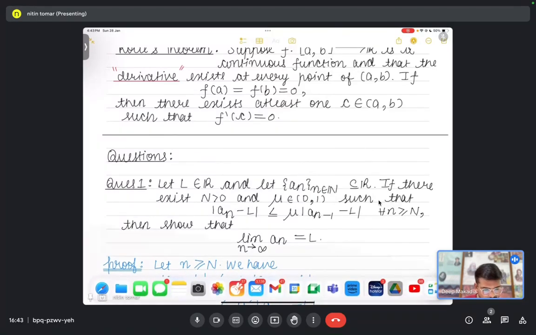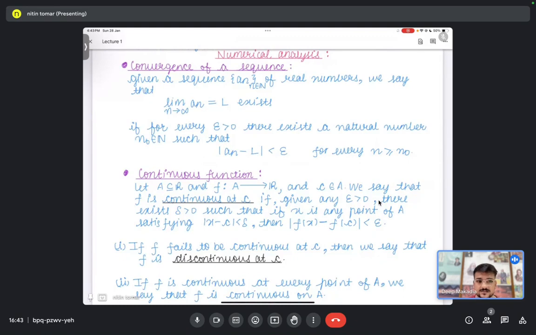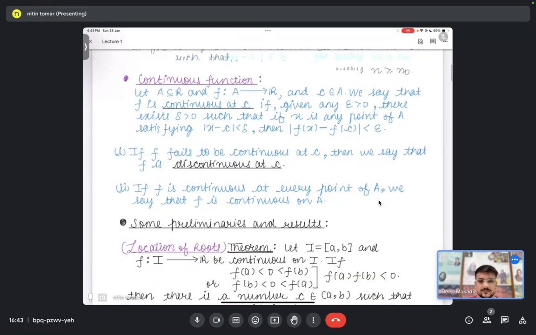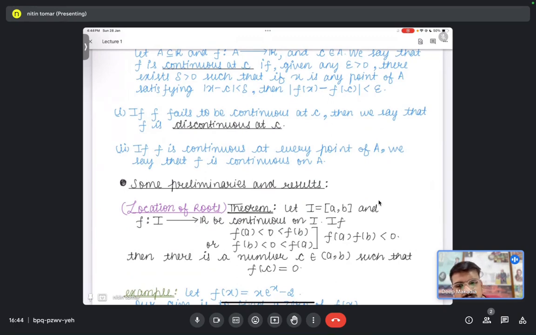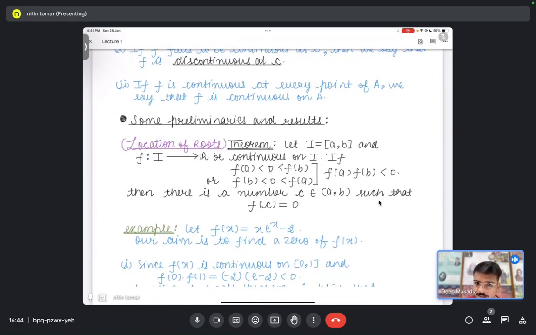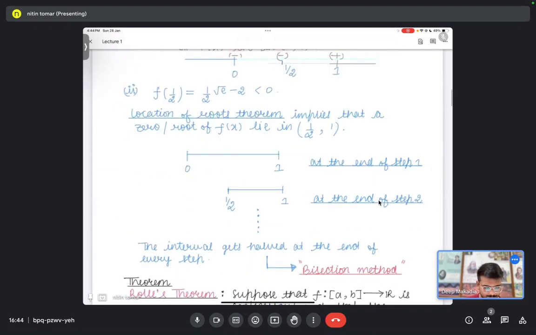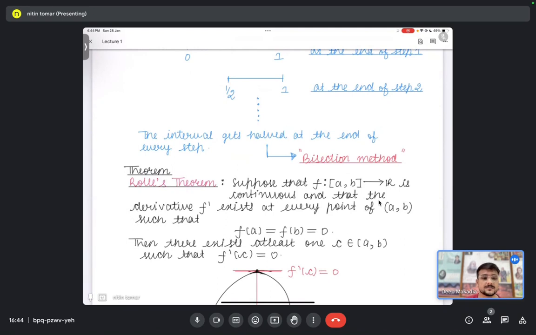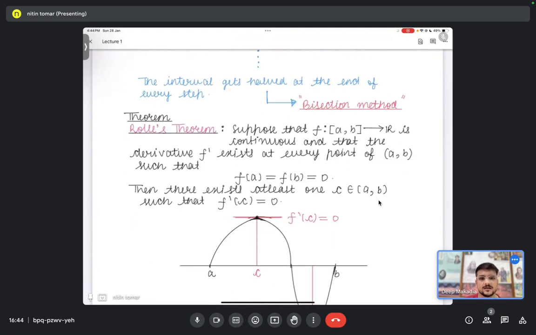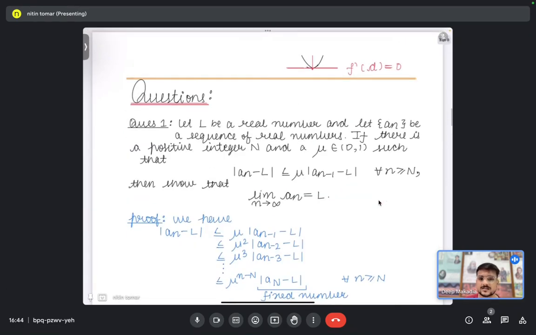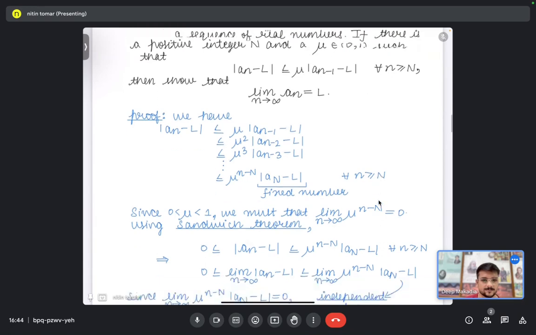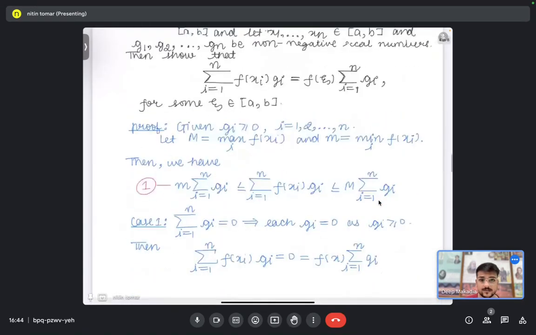So, in today's lecture, we learned convergence of a sequence and continuous functions. Then we saw some preliminaries and results, which is the location of roots. We saw its geometrical interpretation: what does it mean for a function to satisfy the location of roots theorem? Then we saw some examples, particularly discussing the bisection theorem. Then we saw Rolle's theorem, which is about the differentiability and the root of the derivative of a function whenever it exists. Then in the end, we discussed some questions involving convergence of a sequence.